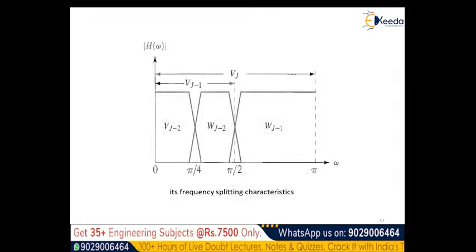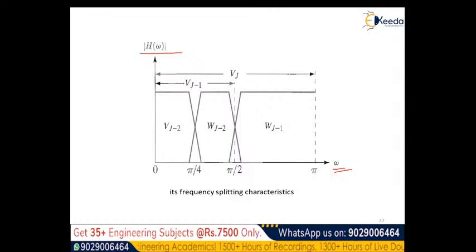So the frequency splitting characteristics we show like this. On the horizontal scale we see frequency as the independent parameter, denoted by omega in terms of angular values, whereas on the vertical axis we have the magnitude, the mod of H as a function of omega here. Now here it is the case where the functional spaces, as we have just discussed, v suffix j minus 1, v suffix j minus 2, w suffix j minus 2, w suffix j minus 1, are all shown here.